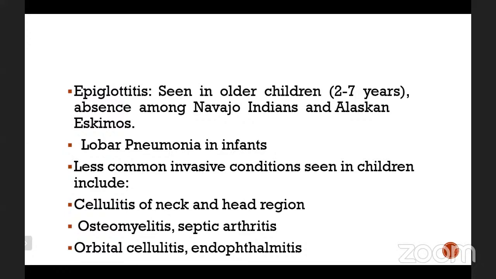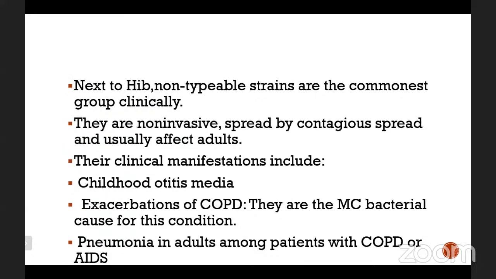Lobar pneumonia in infants will occur. Less common invasive conditions are seen in children. In children, cellulitis of the neck and head region will occur. Osteomyelitis and septic arthritis are seen. Orbital cellulitis and endophthalmitis are also seen.